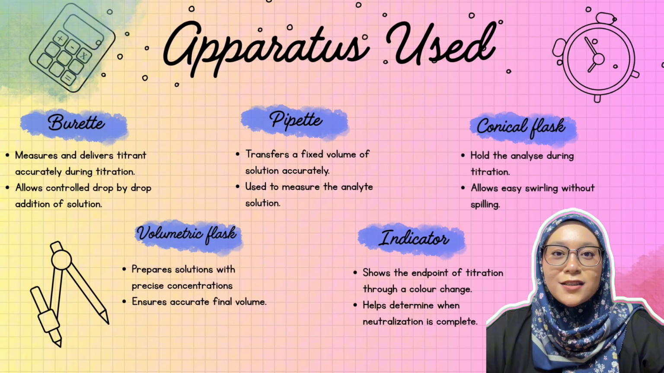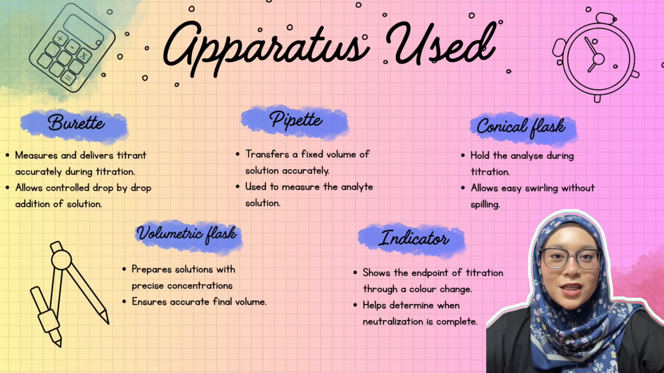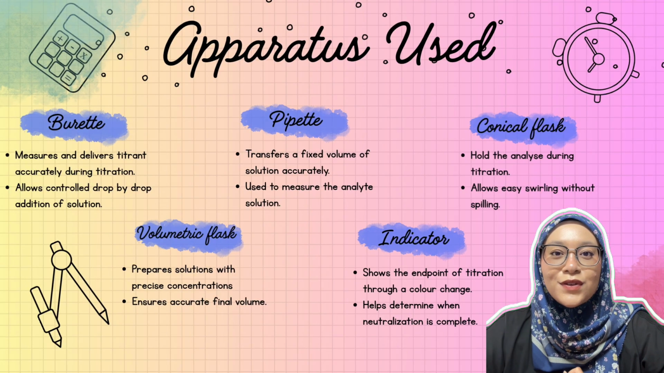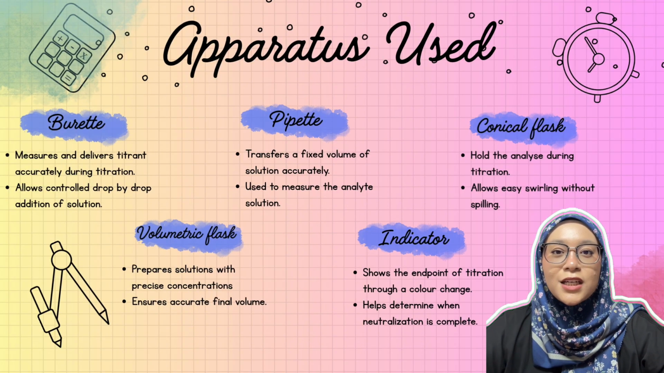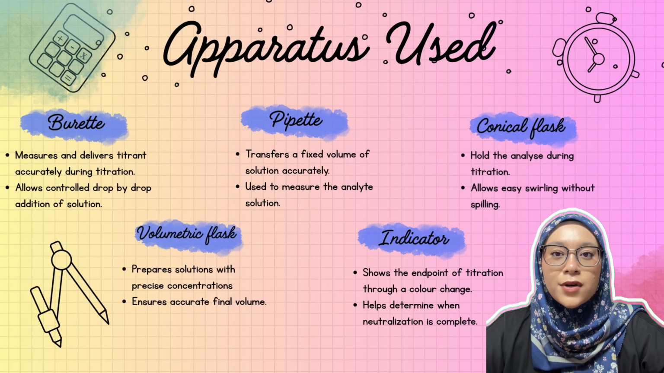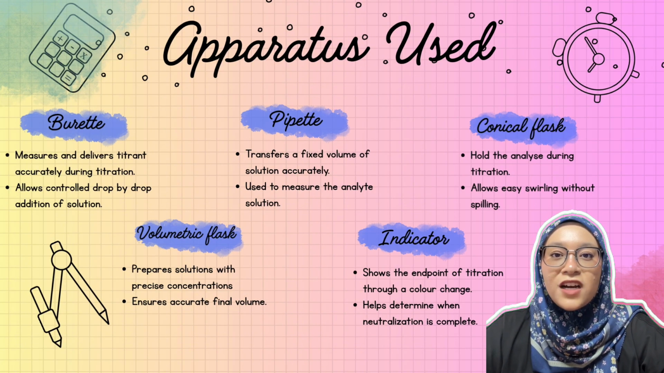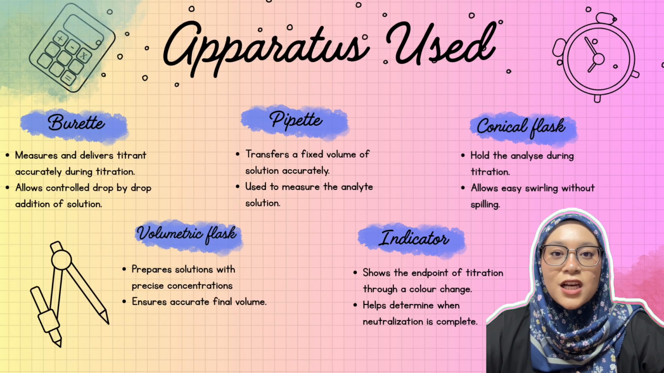Okay, now let's move on to the apparatus used in acid-base titration. First, we have the burette. The burette is used to hold the titrant and deliver it accurately into the flask. During titration, the solution is added slowly, usually drop by drop, so that we can determine the endpoint precisely. Next is the pipette. The pipette is used to transfer a fixed volume of the analyte solution. It is designed to provide very accurate volume measurements, which is important for obtaining reliable results.